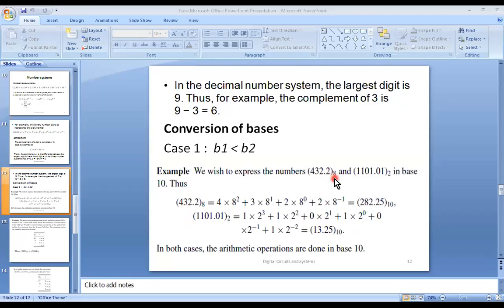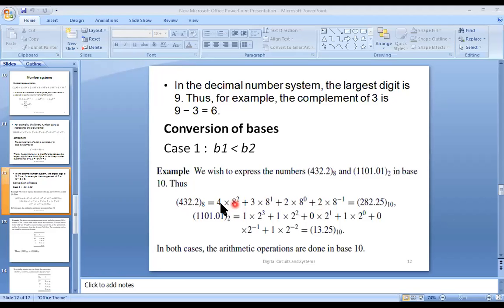See, this number is given in octal system, and how do you convert this into decimal system? Like this. What is the weight associated with the first digit? 8 power 0, which is 1: 2 into 8 power 0. The second digit: 3 into 8 power 1. The third digit: 4 into 8 squared, 64 times. Are you following? So 4 into 8 squared plus 3 into 8 power 1 plus 2 into 8 power 0.